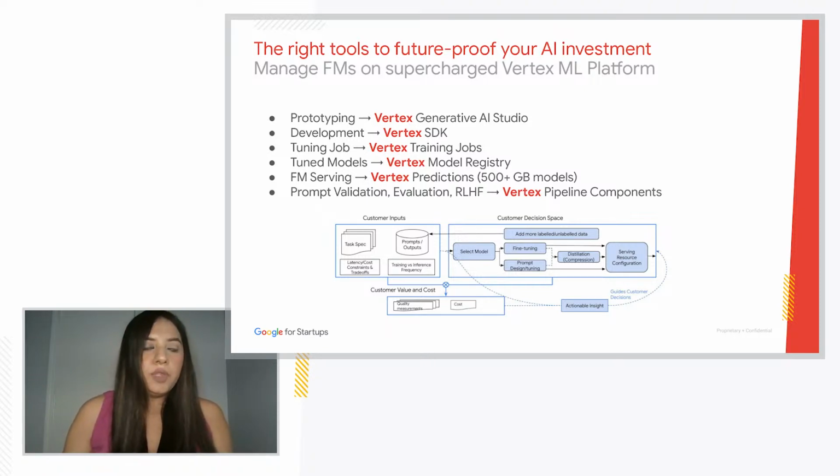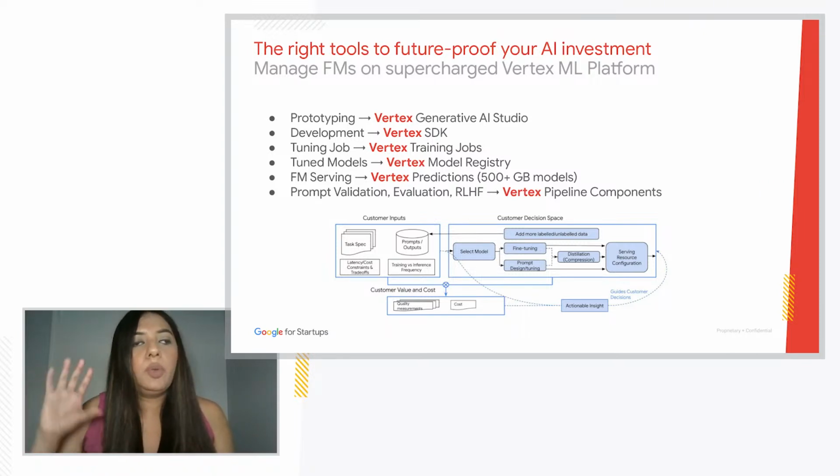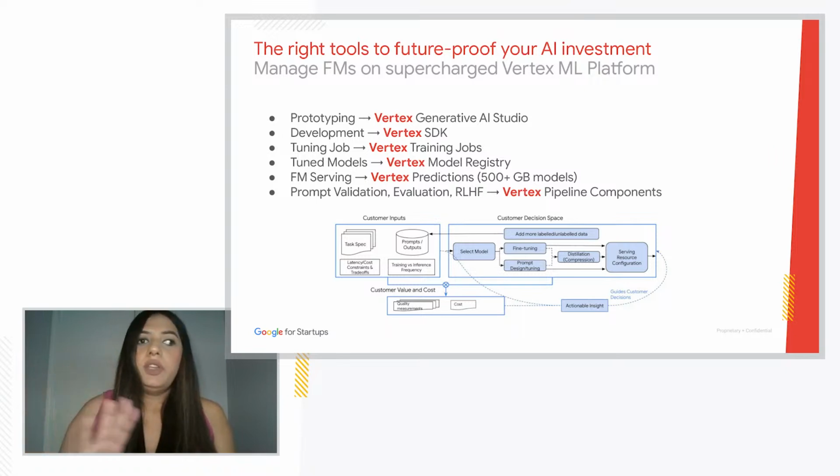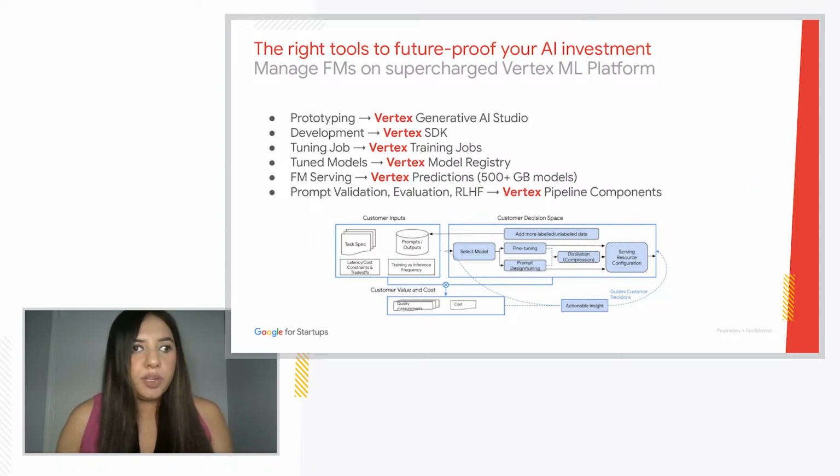Lastly, we all want everything to be orchestrated. All the steps need to be orchestrated when you are building a pipeline or when you are thinking of automating everything. This is where the Vertex Pipeline components come into the picture, and they will help you with prompt validation, evaluation, and reinforcement learning with human feedback.